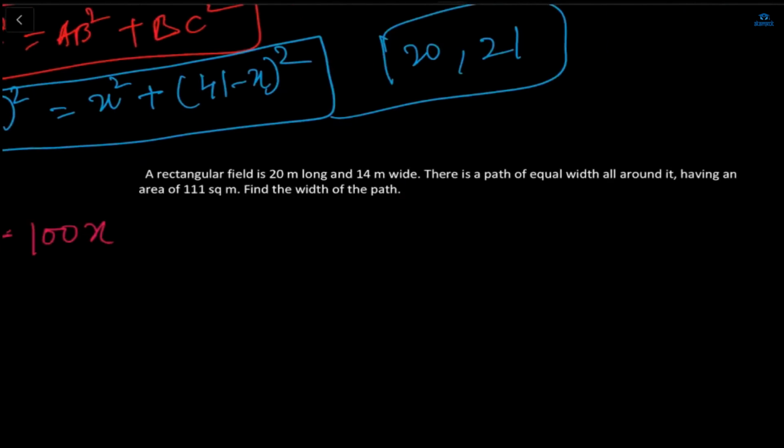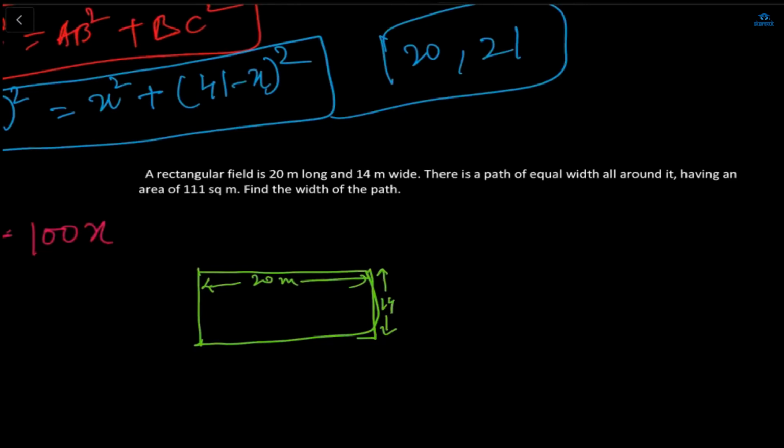A rectangular field is 20 meter long and 14 meter wide. So एक rectangular field है जो कि 14 meter wide, 20 meter long and 14 meter wide. Understood? Actually, you need to shift it like this because wide is there. Now there is a path of equal width all around it, having an area of 101 square meter.